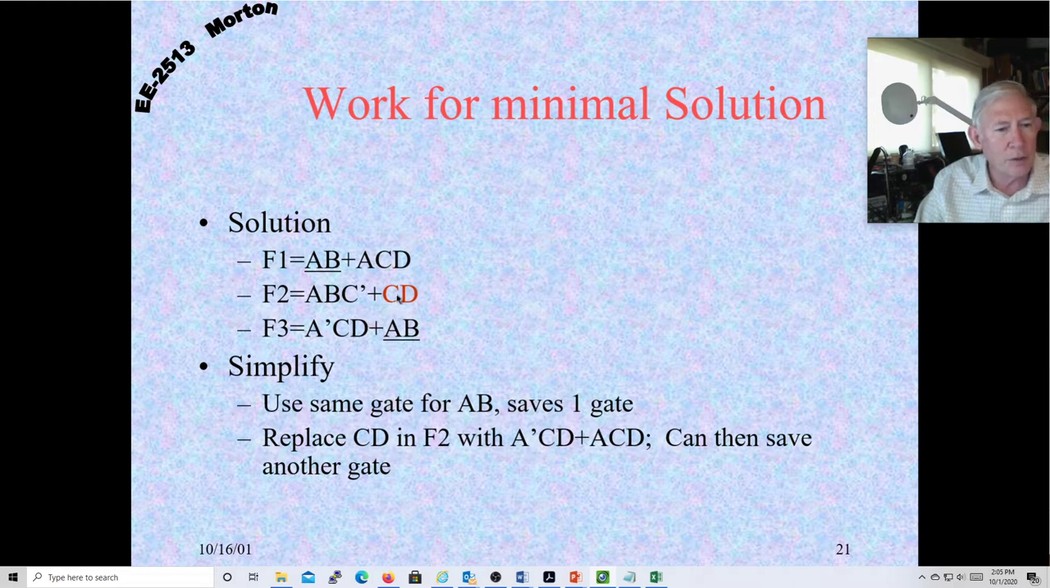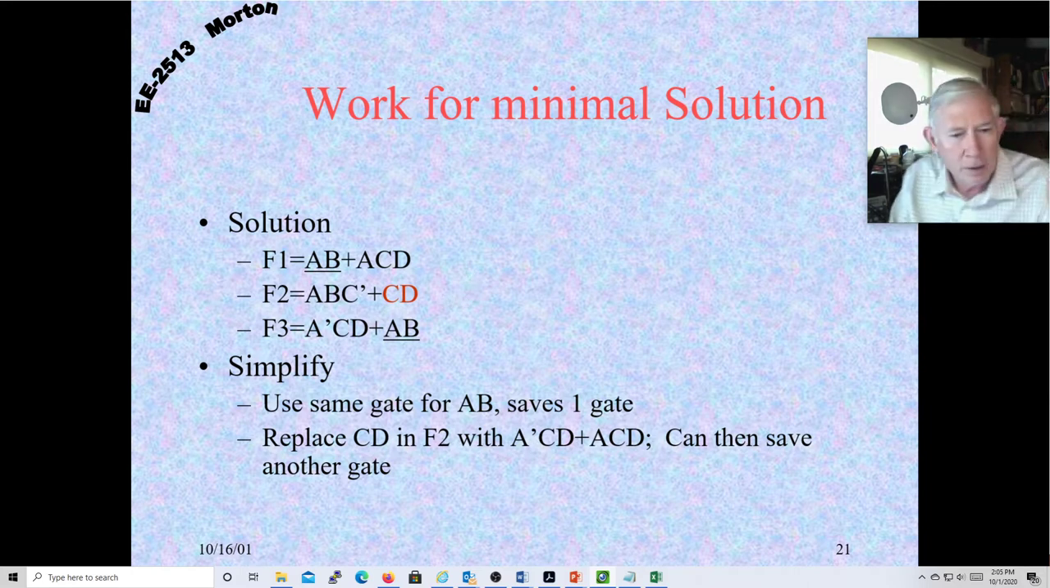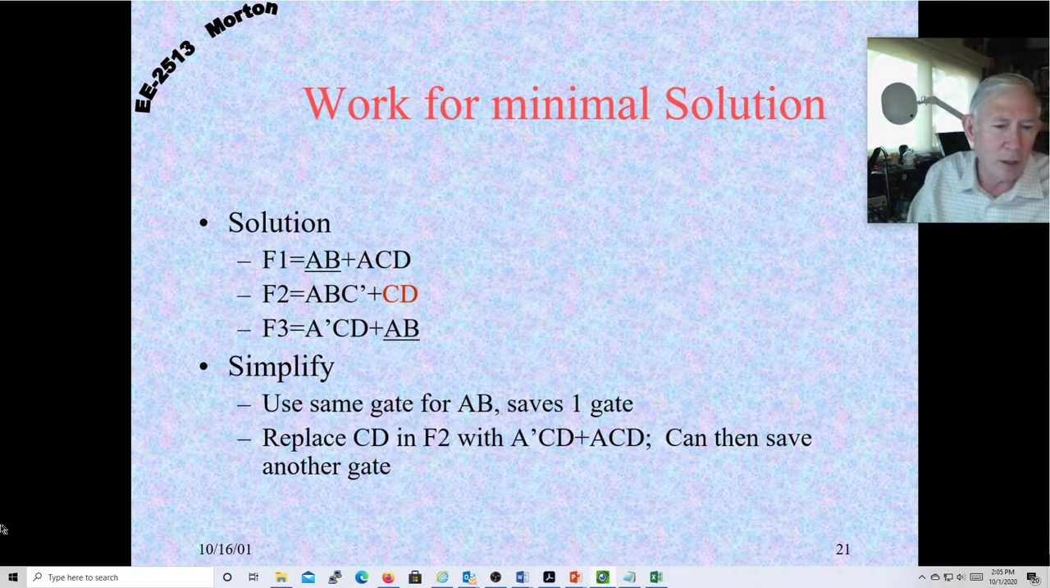So it decreases the number of gates by one and only increases the number of inputs to the output gate for F2 by one input. So that's probably a good trade-off. So we can actually get by with 1, 2, 3, 4 gates plus the output gates 5, 6, 7. So that's definitely one way to think about that.